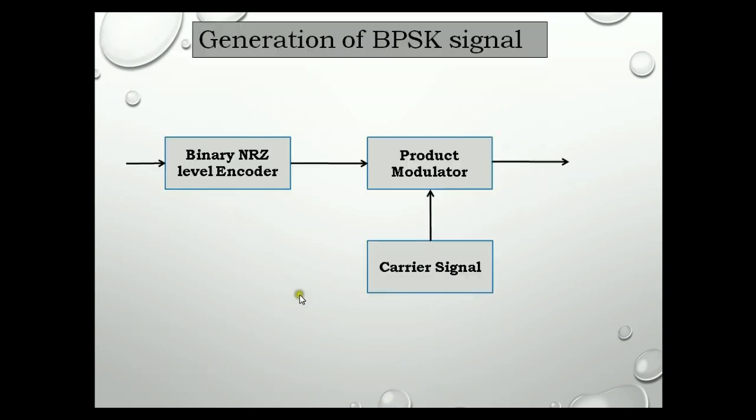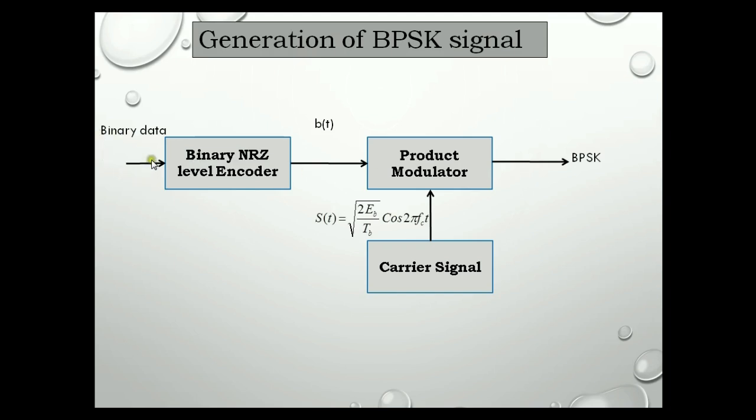The diagram shows the transmitter of a BPSK signal. Here the binary data is applied to a binary NRZ level encoder to generate the output b of t. This b of t is applied to the product modulator. The other input to the product modulator is the carrier signal s of t equal to square root of 2EB divided by TB cos 2 pi FCT. The output of the product modulator is the BPSK signal.